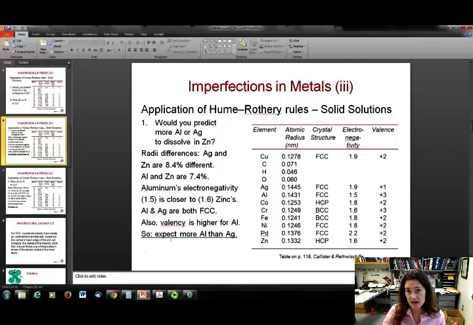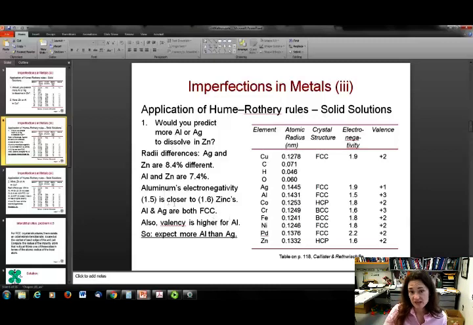Okay, so if you look at the lattice structure, aluminum and silver are both FCC lattices, face-centered cubic lattices, and zinc is hexagonal close packed. So since aluminum and silver have the same structure and neither of them match zinc, then that's not really going to be the deciding factor.